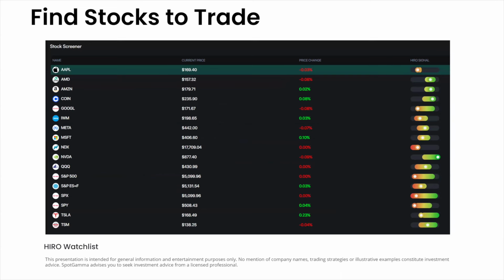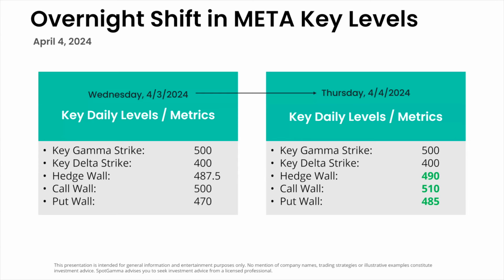SpotGamma provides several different ways to find stocks to trade. I like to trade large cap tech stocks like the Magnificent Seven stocks, so I have a watch list in the SpotGamma dashboard. You can also use scanners in Equity Hub. You can find trending stocks in HIRO or rank stocks by HIRO signal. All right, let's move on to the case study.